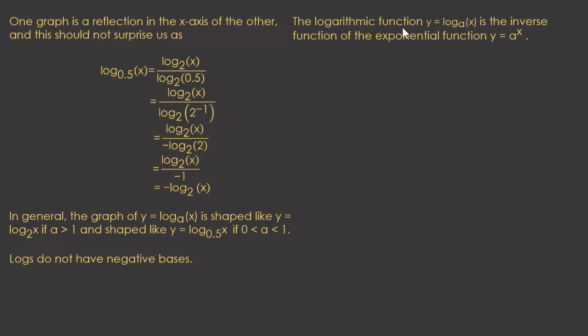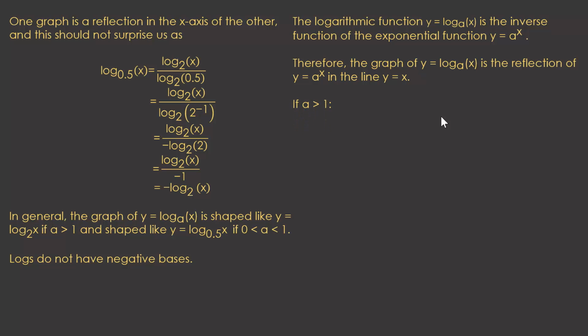The logarithmic function y equals log to the base a of x is the inverse function of the exponential function y equals a to the x. Therefore, the graph of y equals log to the base a of x is the reflection of y equals a to the x in the line y equals x. If a is greater than 1, then we get a picture like this.